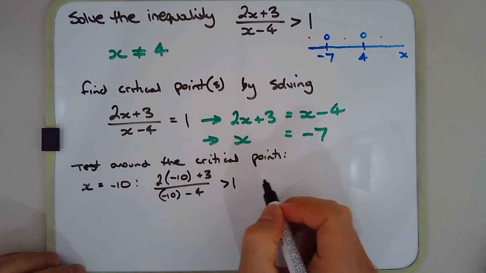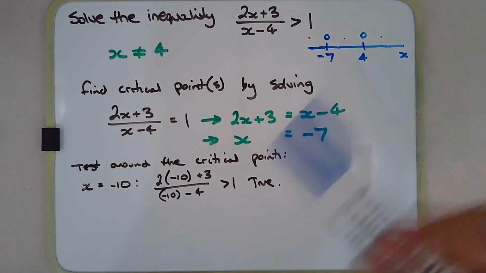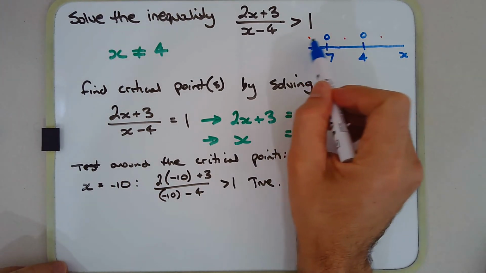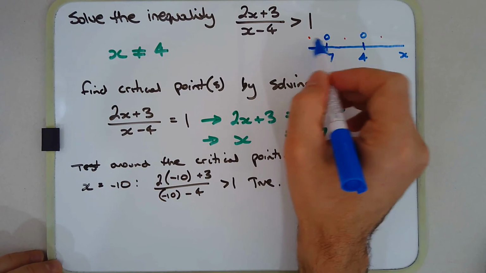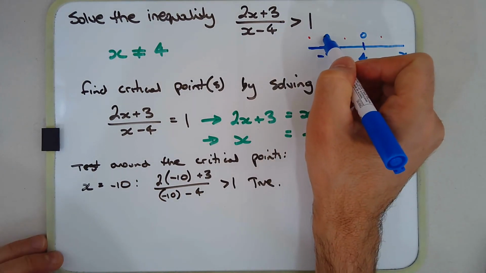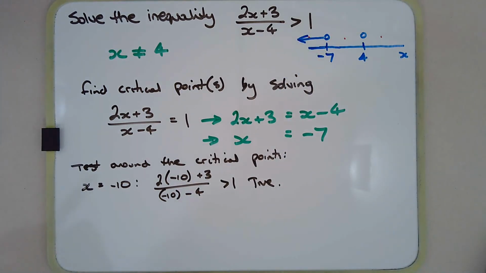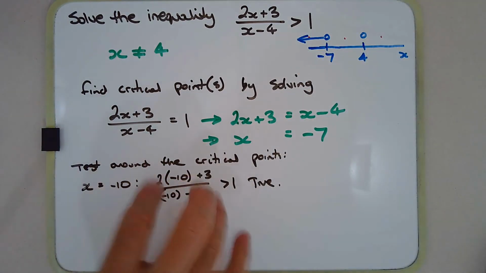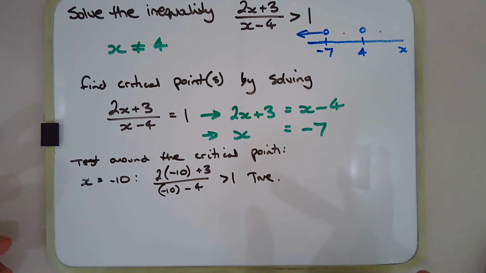Okay, and that's true. Now, being true means that this part of the number line, or any x values on this part of the number line to the left of -7, will make the inequality true. So what we'll do is place an arrow there that way. So we're building our solution graphically as we discover which parts of the number line hold true, and which do not.